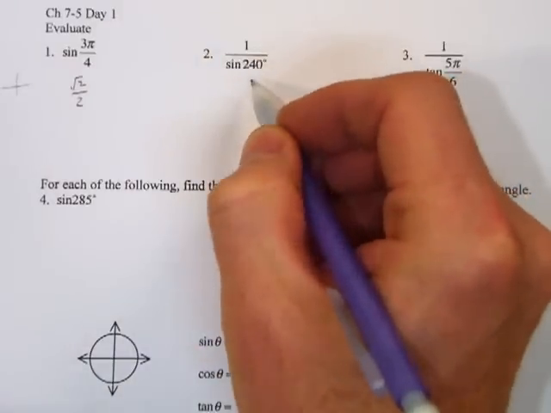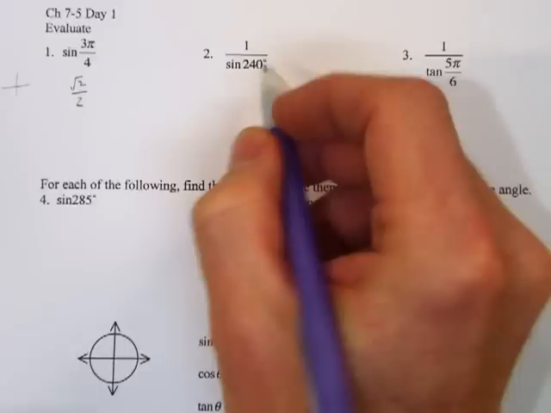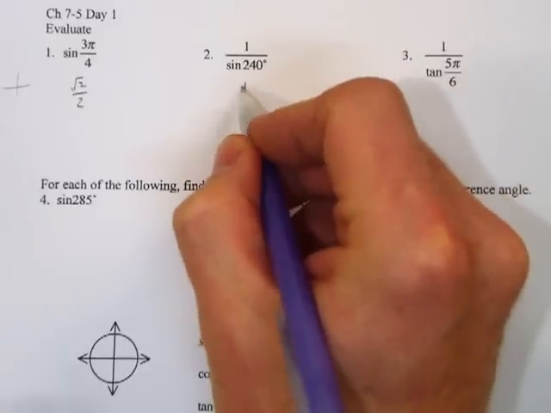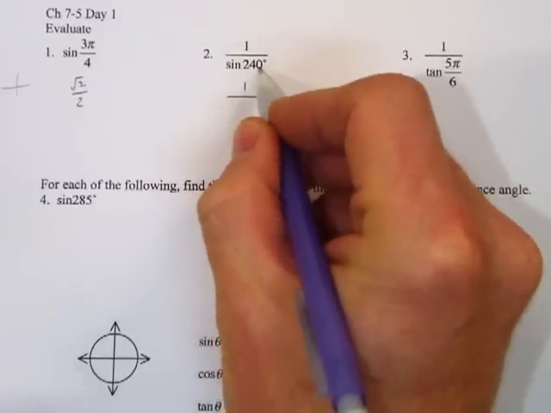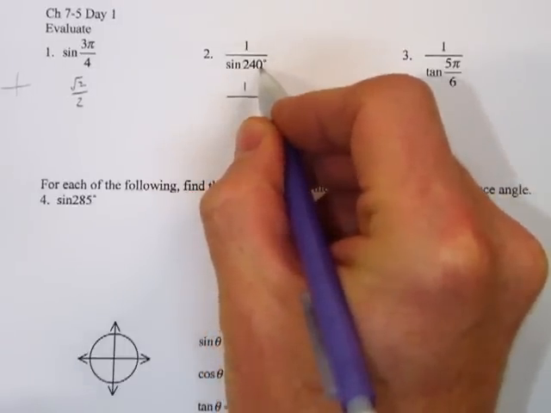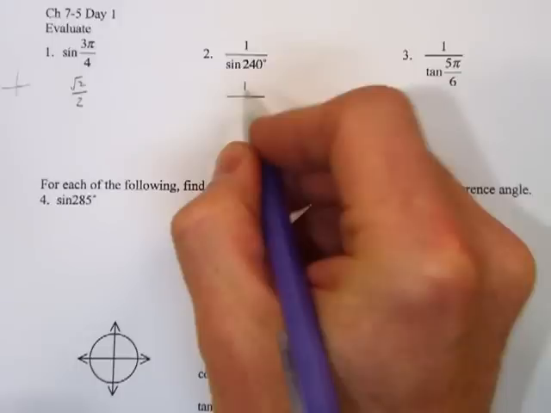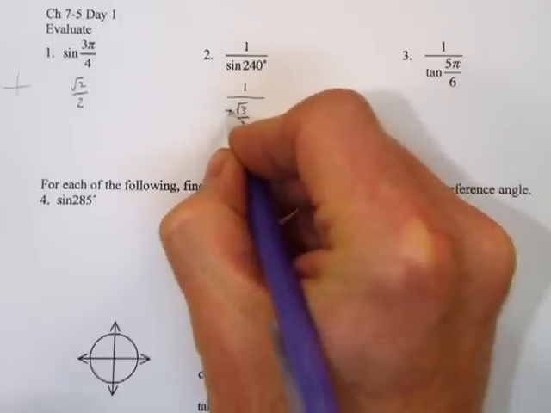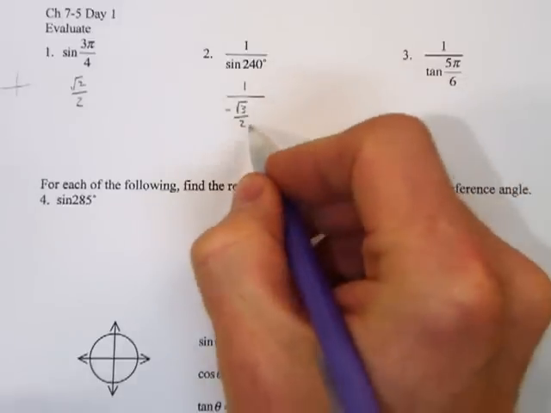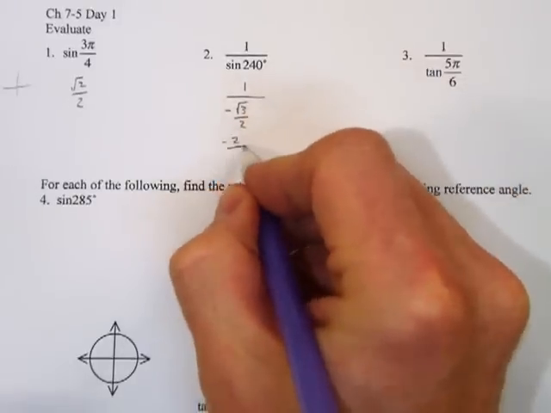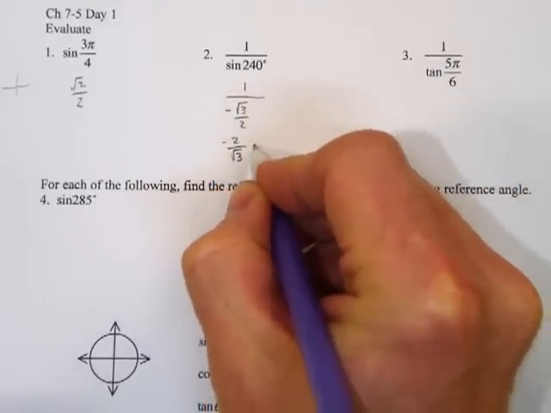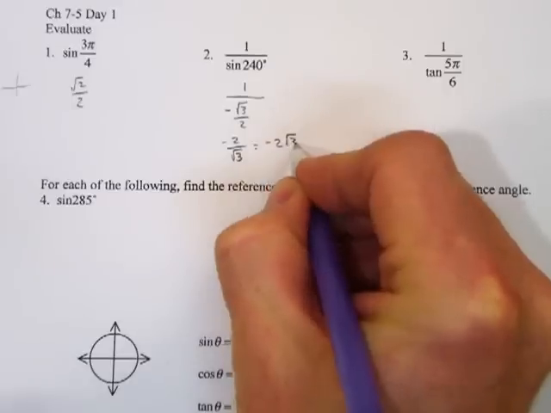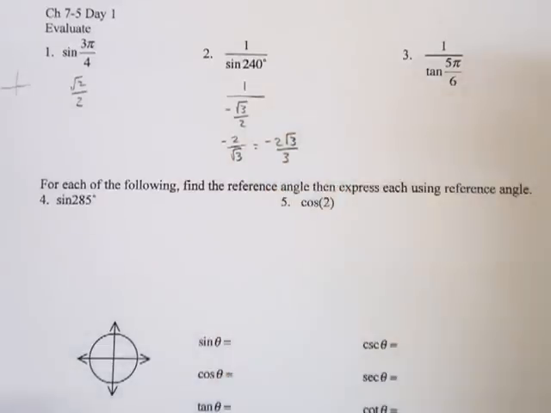Very similar here, but now we have a fraction, 1 over sine of 240. 240 has a reference angle of 60 degrees. So the sine of 60 degrees is square root of 3 over 2. 240 is in the third quadrant, so it's negative. And we will flip and multiply, so we'll have negative 2 over square root of 3. And we rationalize that to get negative 2 root 3 over 3.